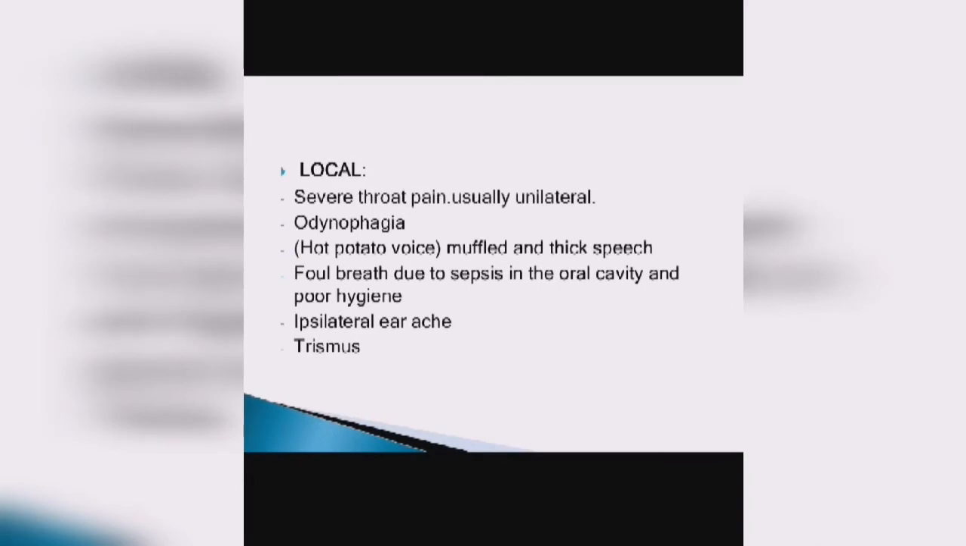Now, what are the local symptoms? Severe throat pain, usually unilateral, and odynophagia as well. Hot potato voice, like muffled and thick speech, and foul breath due to sepsis in the oral cavity and poor hygiene. Also ipsilateral earache and trismus.